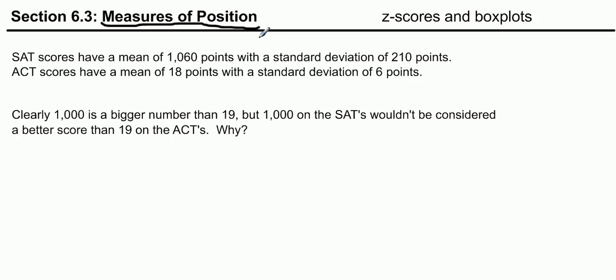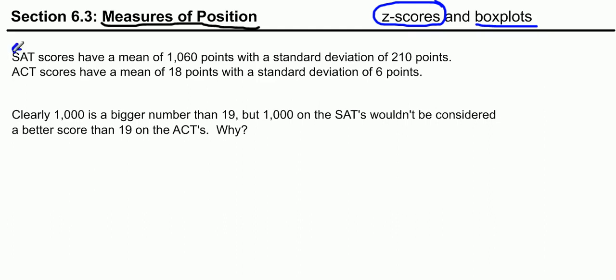Now, position sort of talks about where you are, right? That's your position. So we're going to look at two things in this section. The first thing we're going to look at are what we call z-scores. Z-scores are going to tell us where we stand relative to everybody else. And then we're going to look at box plots. And box plots are going to be another visual representation that shows sort of how spread out the data is in a different way than the bar graphs and histograms we've done before.